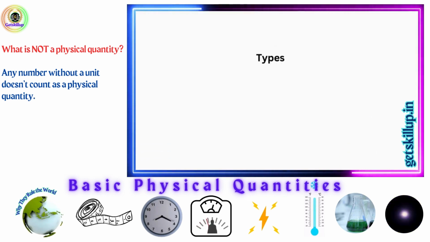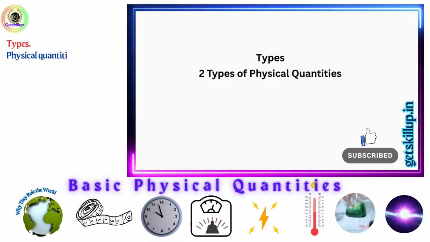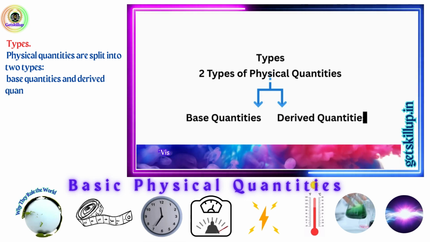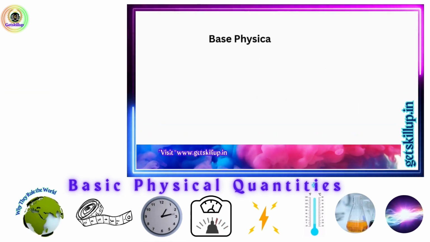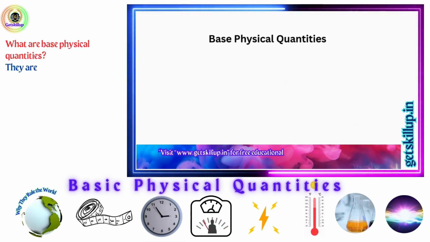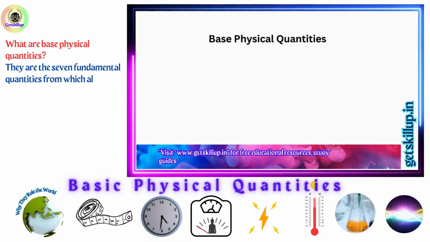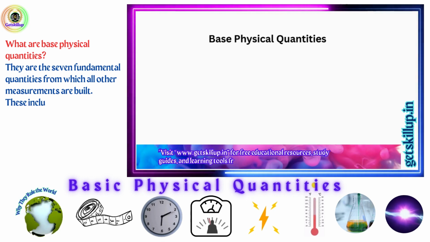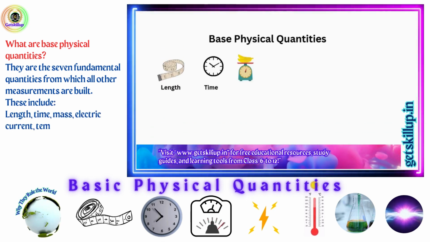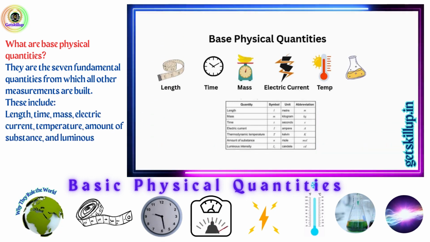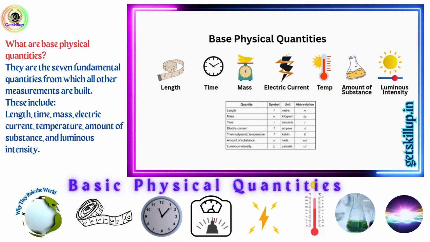Now let's talk about types. Physical quantities are split into two types, base quantities and derived quantities. So what are base physical quantities? They are the 7 fundamental quantities from which all other measurements are built. These include length, time, mass, electrical current, temperature, amount of substance, and luminous intensity.